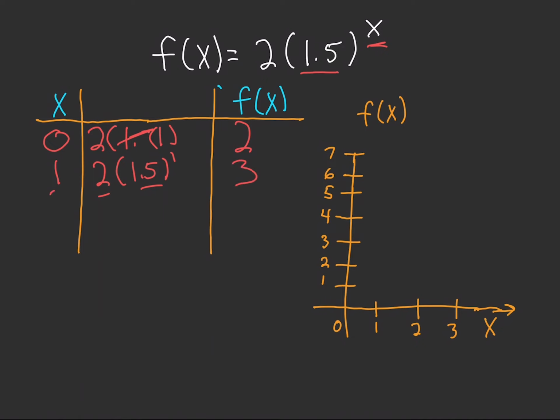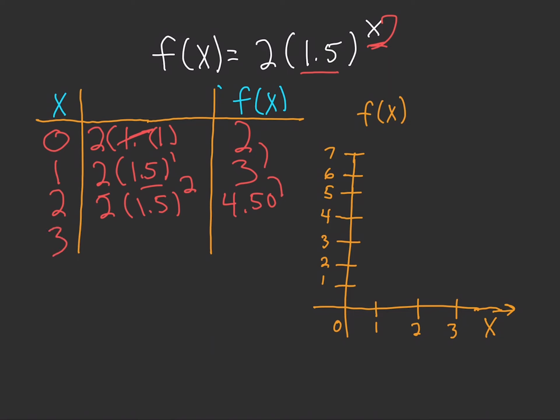Then when I plug in a 2, I have the 2 here, 1.5, and I'm putting in 2 for the x up here. So 2 times 1.5 squared, well, 1.5 squared I know is 2.25 if you do it on your calculator, and double that comes out to be 4.5. Notice how it went up by 1 the first time, now it went up by 1.5.